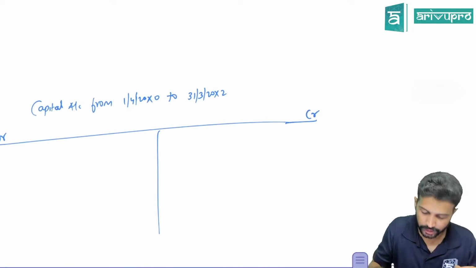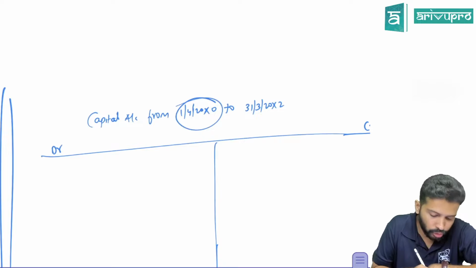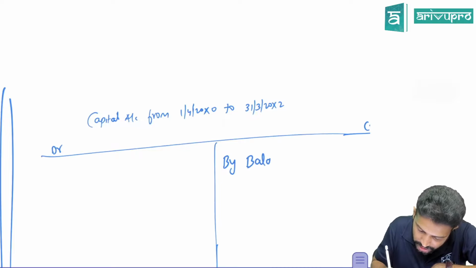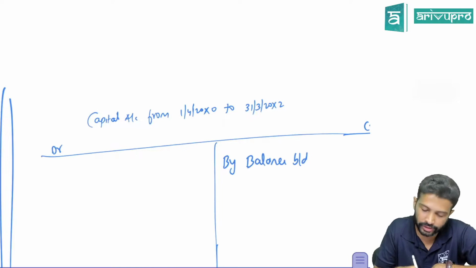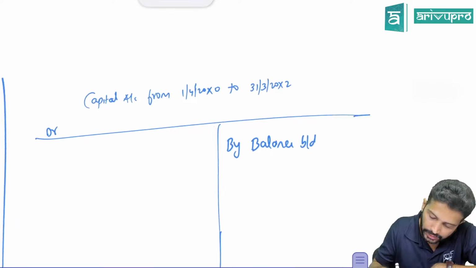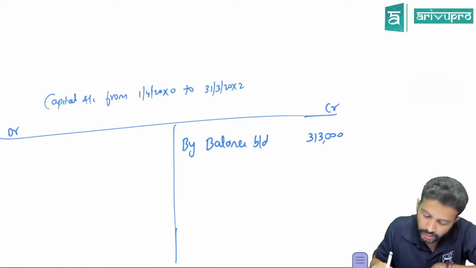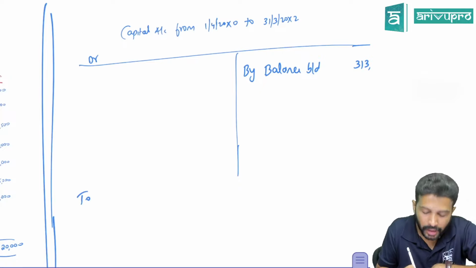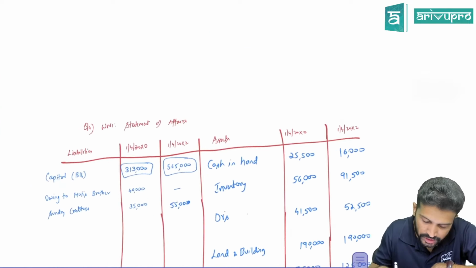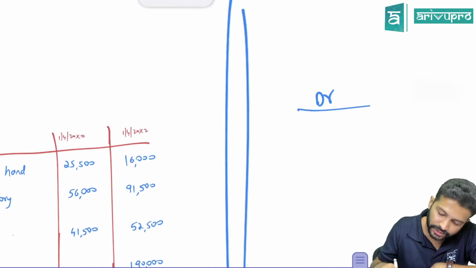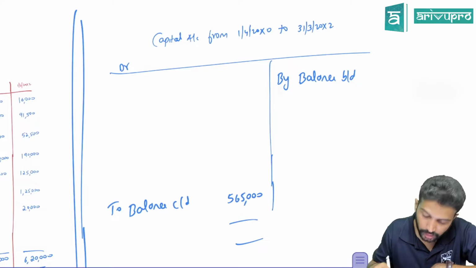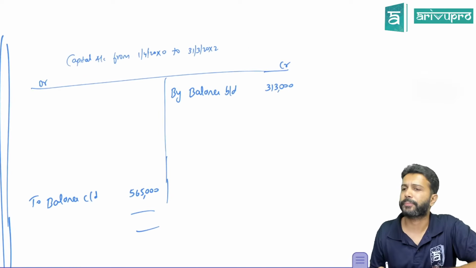Debit, credit. So 1st April 20x0 ka balance becomes your opening balance, so that you call it as by balance brought down. On 1st April 20x0 ka capital, do you know? Yes, from statement of affairs, that capital is how much? 3,13,000. Similarly, do you know 31st March 20x2 ka balance, which is nothing but your closing balance? That you will get it from statement of affairs, which is 5,65,000, no? So these two are done.